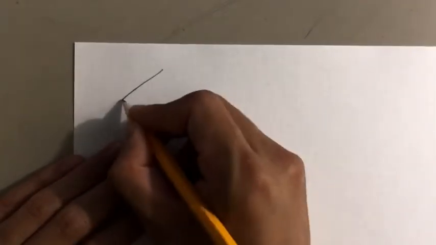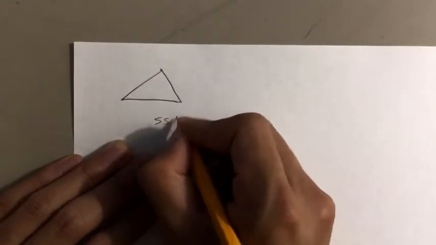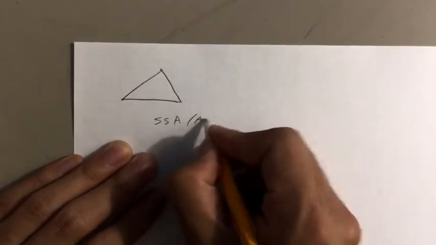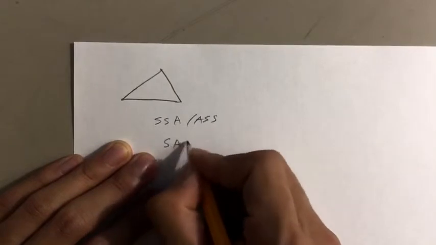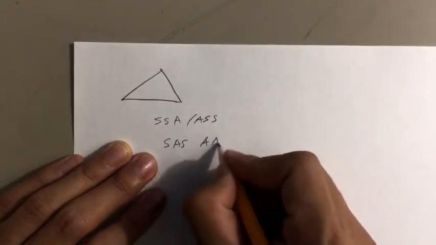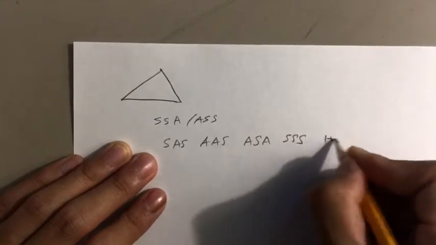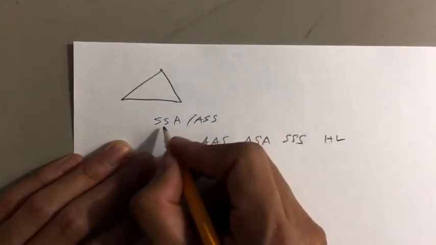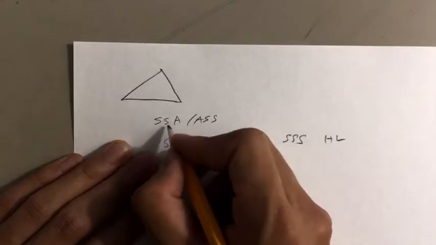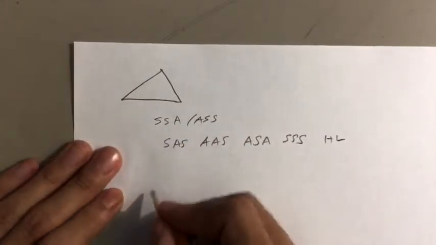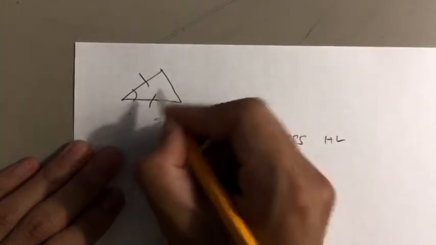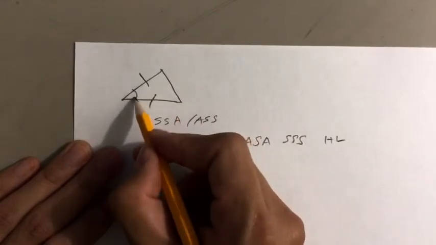Now, some ways to show that triangles are congruent, and I'm just going to write them all out here, are side, side, angle, or angle, side, side. I'll explain what that means in a second. Side, angle, side, angle, angle, side, angle, side, angle, side, side, side, and hypotenuse leg. Now, what this means is that they have a side, an angle, and a side, and you have to read it in order, so side, angle, side.